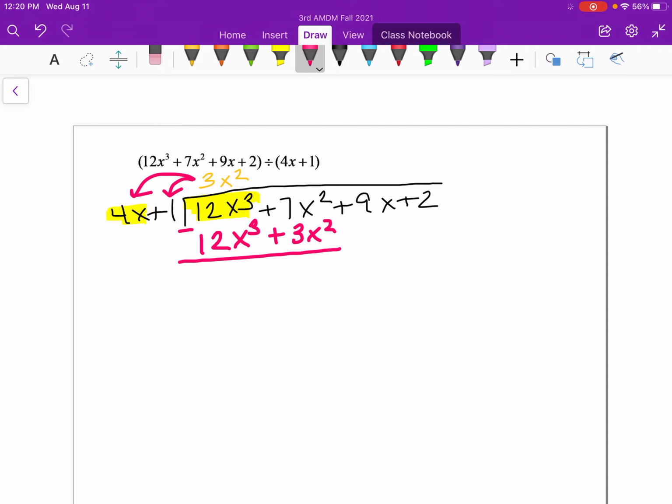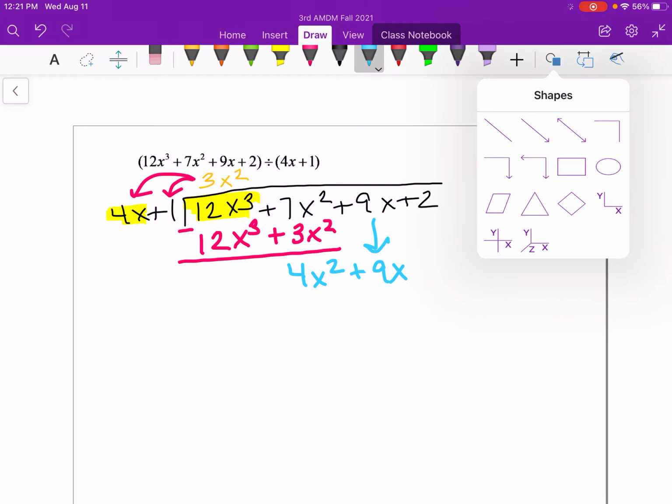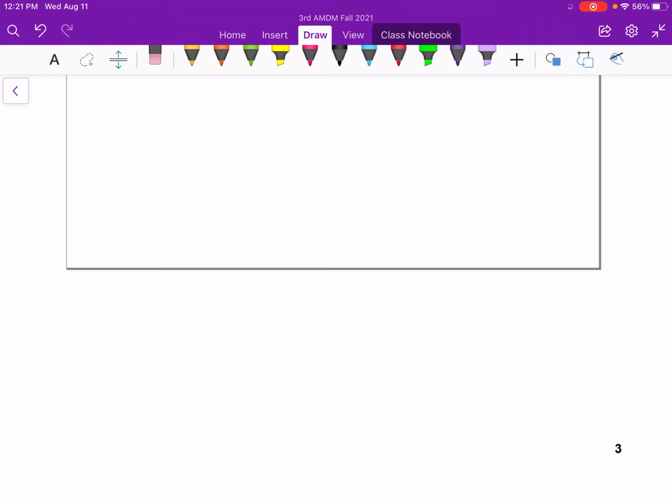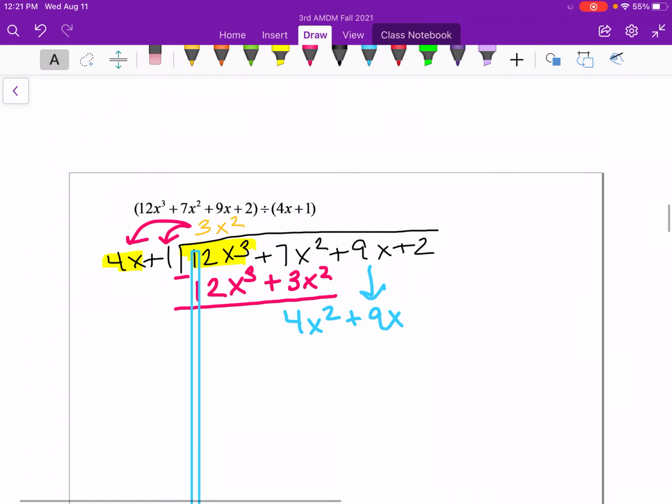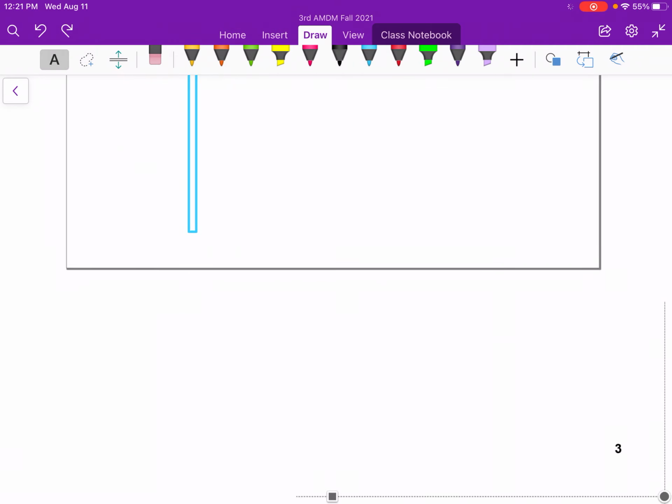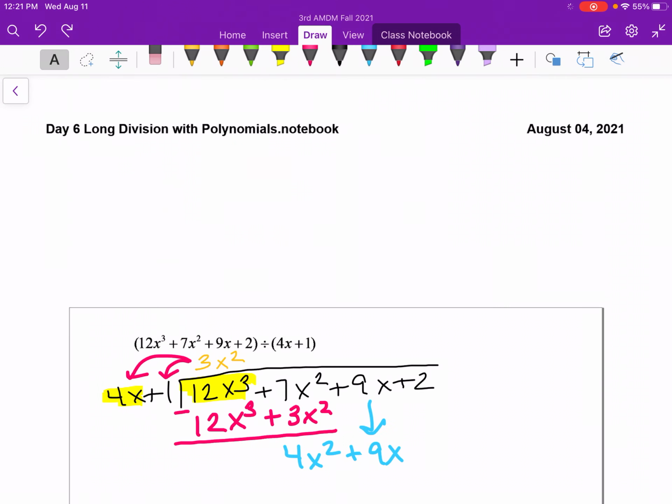So when I subtract, 12x cubed minus 12x cubed is nothing. And then 7x squared minus 3x squared is 4x squared. I'm going to bring down my next term, which is 9x. And then this all starts over as if what you had originally isn't there. It's almost as if that first thing isn't there.